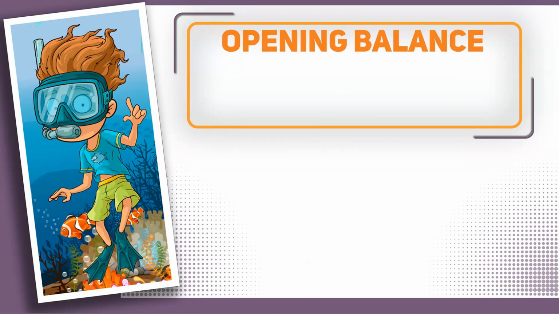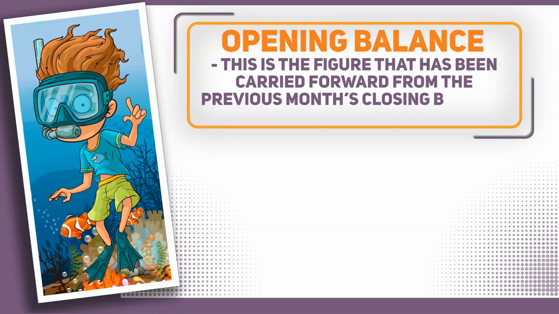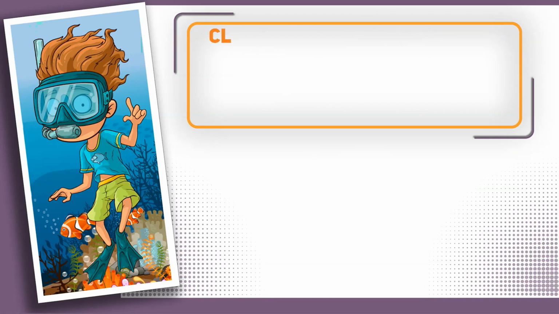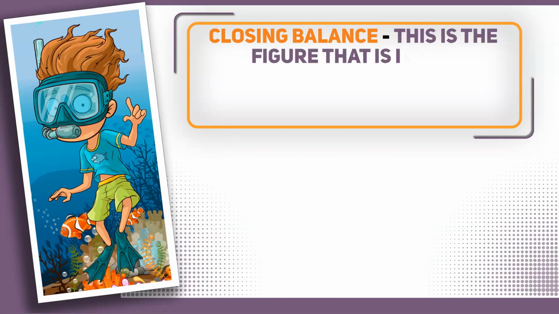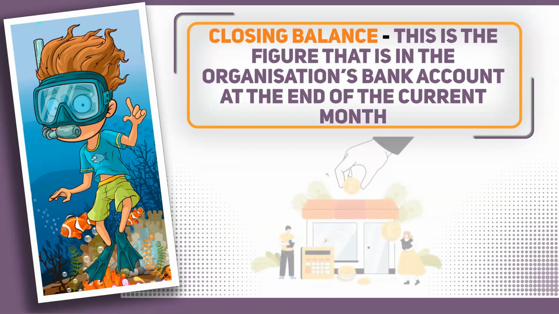It's important to understand the opening balance of a cash flow forecast document. This is the figure that has been carried forward from the previous month's closing balance. How much money did they have on the last minute of the last day of the last month? That number, of course, is the opening balance for the next month, just minutes later. And then there's the closing balance. This is the figure that is in the organisation's bank account at the end of the current month, and as we just explained, this will become the opening balance of the next month.